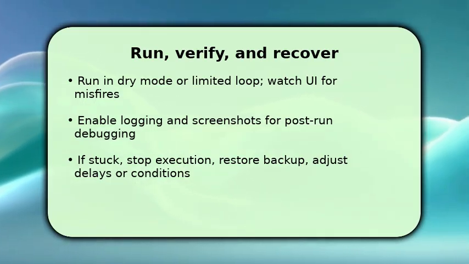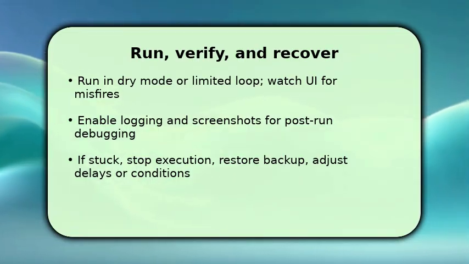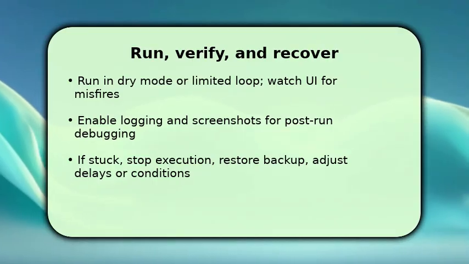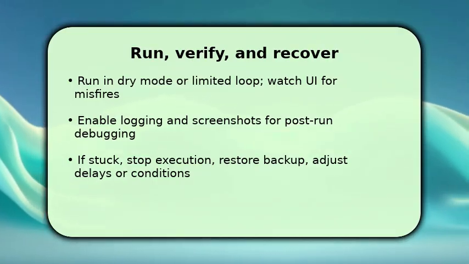If something goes wrong, stop execution immediately and use your backup to restore state. Then adjust delays, refine conditional checks, or narrow target regions. Make sure to retest small segments before full runs so you avoid repeated failures and understand why.